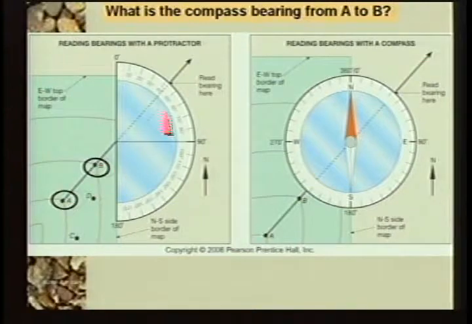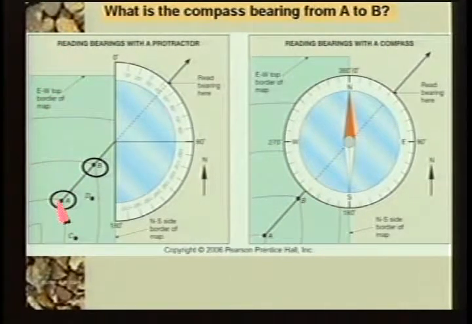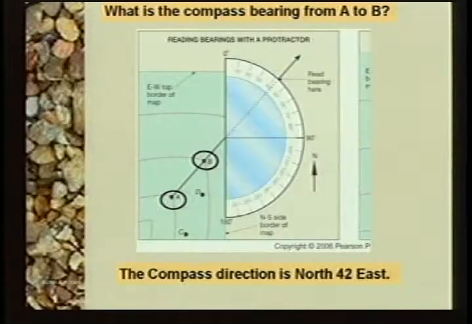to B? Well, we would use a protractor and try to find that angle from a vertical line right through that point A, and then measure the angle from that upright to point B. And if we look carefully, we can see that's about 42 degrees. So this would be north 42 degrees east. The compass direction is north 42 degrees east toward point B from point A.